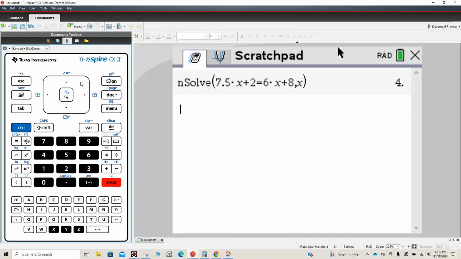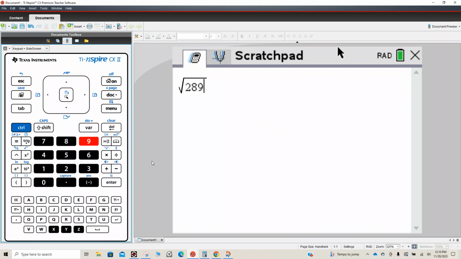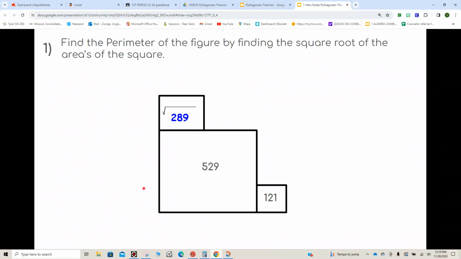what do we get? So we go to the calculator, the square root of 289. I want you guys to go ahead and type that in your calculator. And what do we get? We get 17. So basically, the measure is 17 of this side. That means that this side is also 17. And guess what? All four sides are 17.